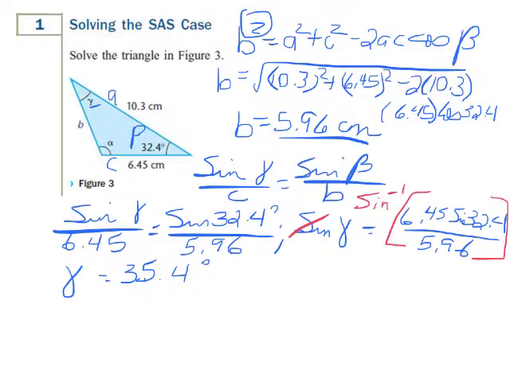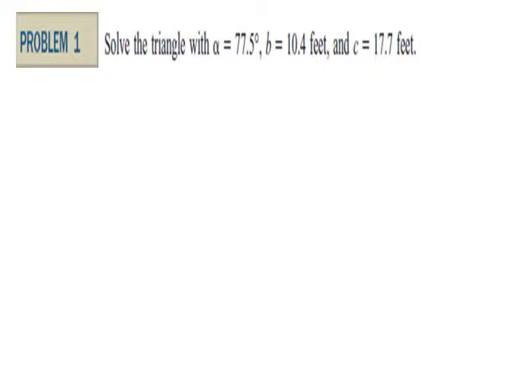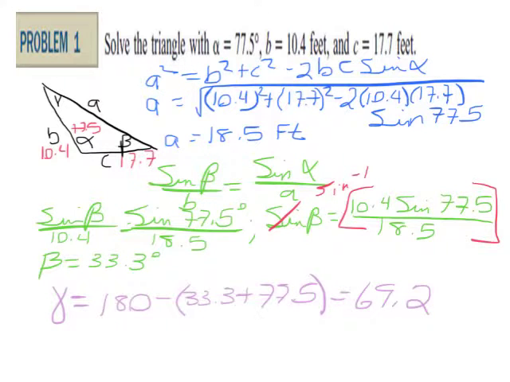so that we get that gamma is equal to 35.4 degrees. Now, we've got beta, gamma, we need alpha. So we go 180 minus 35.4 plus 32.4, and so you'll get that it's 112.2 degrees. And now you have all of your things. All right, it's your turn, so go ahead and do it, pause it, and I will put down the answers. Okay, here's the answer. I hope you got it right.